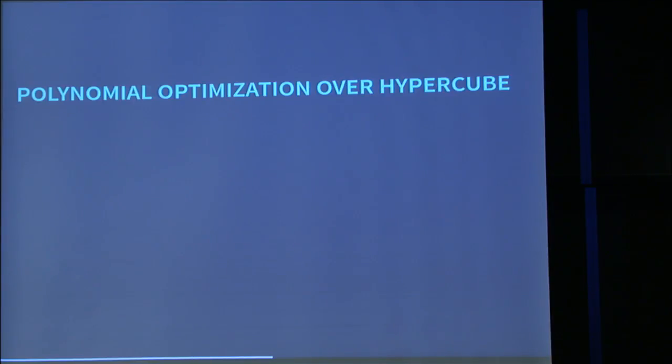Okay, so I want to illustrate how sum of squares captures the best known algorithms for discrete optimization problems like min-cut and max-cut, and it turns out that both of these problems can be phrased in terms of optimizing polynomials over the hypercube, low-degree polynomials over the hypercube.